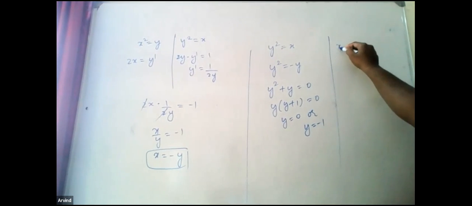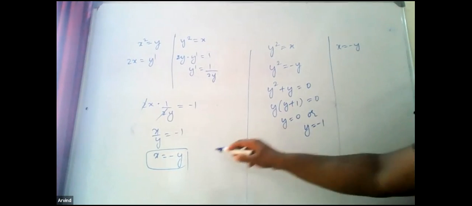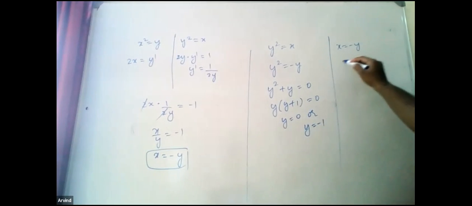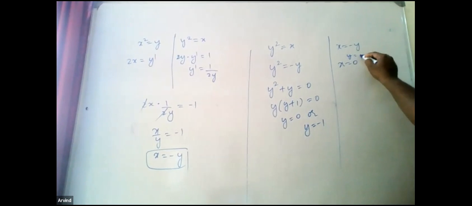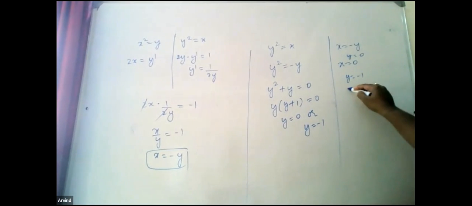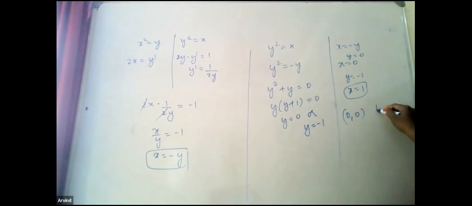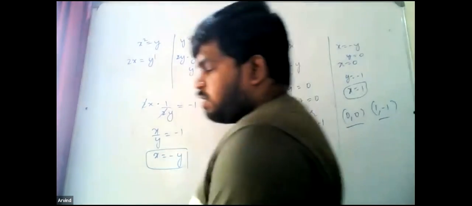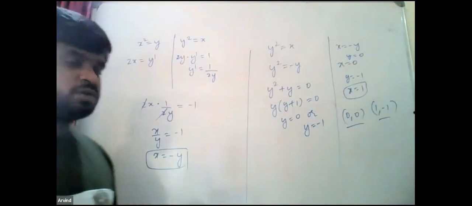So x is minus y. When y is 0, x is 0. When y is minus 1, x is 1. So the points are 0, 0 or 1, minus 1. These should be the answers: 1, minus 1 or 0, 0. That's what you should get.